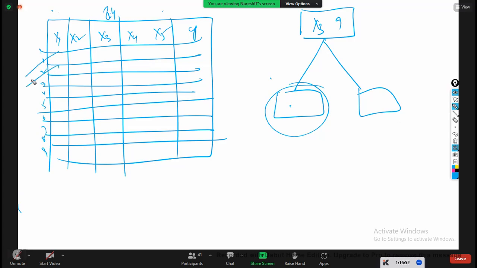Let us assume records number 1, 2, 5, 6 went to this side, and records 3, 4, 7, 8, 9 went to the other side. Now inside these 4 records, you again calculate the information gain separately for each column, using the 4 records only, not the 9 records. Whichever column has the higher information gain, you use that column to split again.